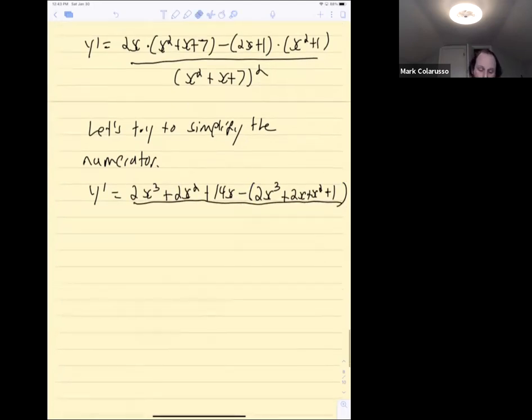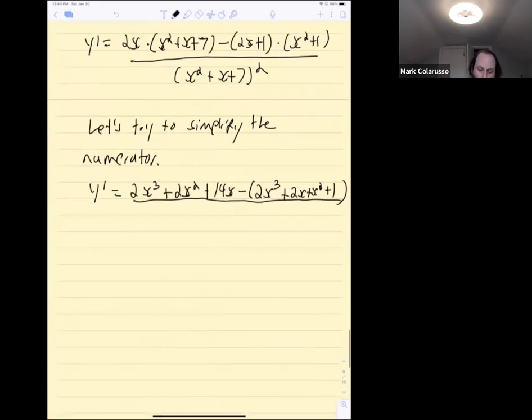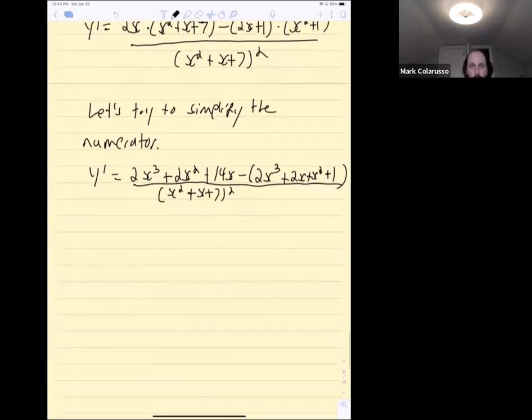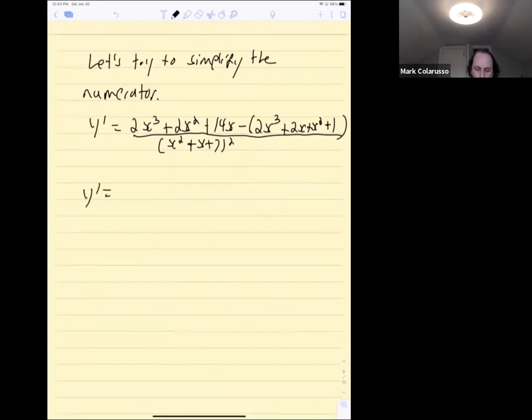Okay, and the denominator will have the usual jazz. So we'll have x squared plus x plus 7, and there's no point expanding the denominator. If anything happens, it's that somehow there's a common factor you can cancel with the denominator. If you expand the denominator, you won't see that. So leave it as is.